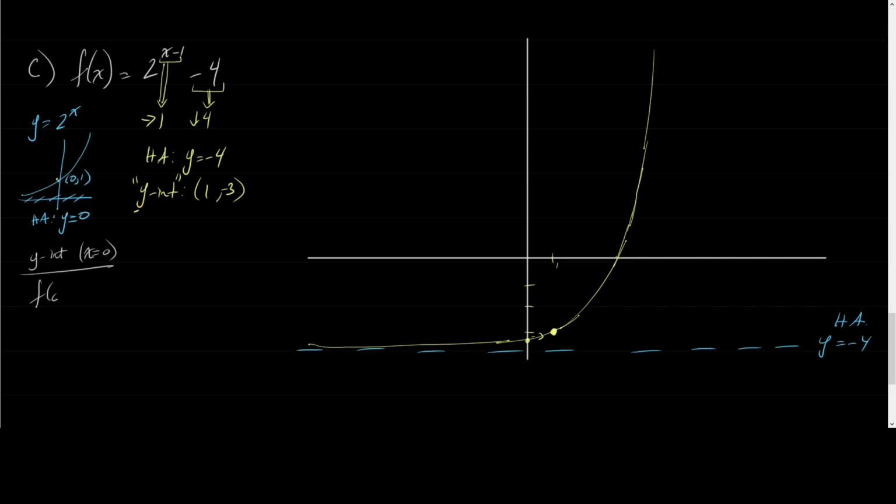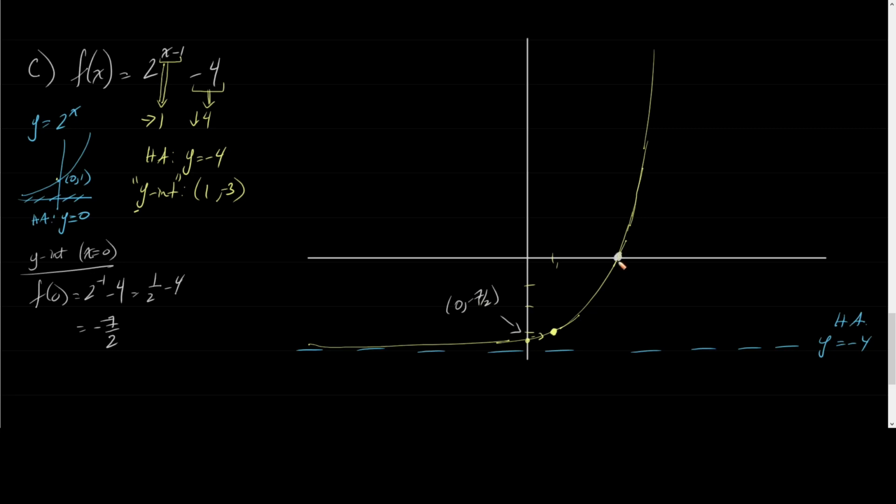So we're looking for f of 0. So that's going to be 2 to the -1 minus 4, right? 2 to the -1 is just 1/2. So 1/2 minus 4 is -3/2, otherwise known as -7/2. So this point right here is the point (0, -7/2).